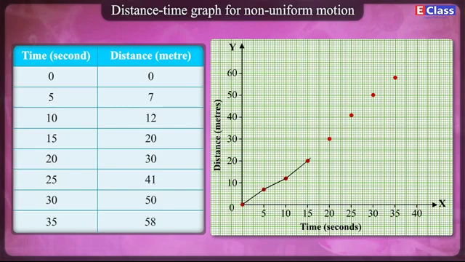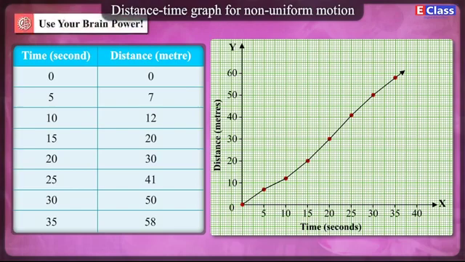Here, the distance changes non-uniformly with time. Thus, the bus is having non-uniform motion. Use your brain power. What difference do you see in the distance-time graphs for uniform and non-uniform motion?